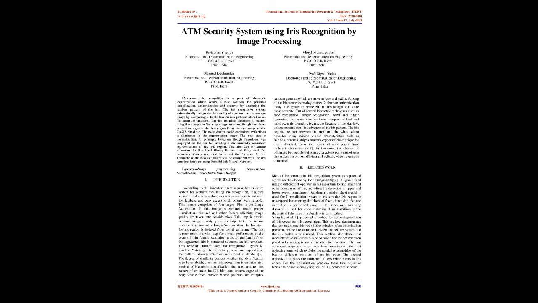Introduction. According to this invention, there is provided an entire system for security areas using iris recognition. It allows access to only those individuals whose iris is matched with the database and denies access to all others, very reliably. This system comprises 4 stages.